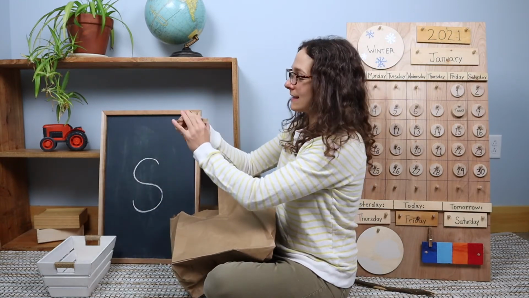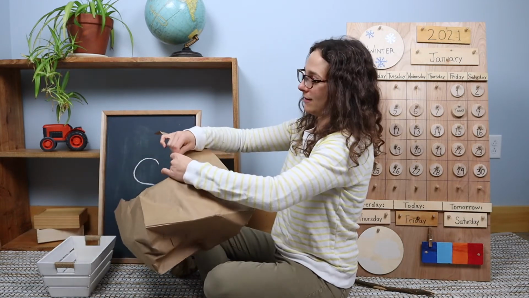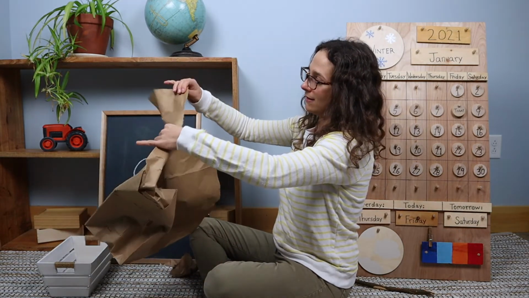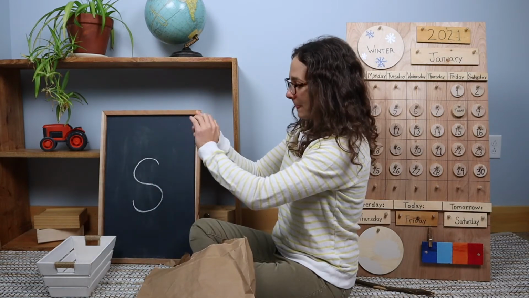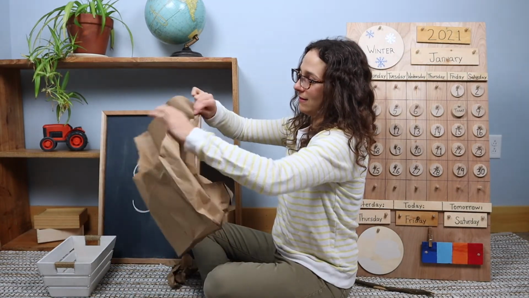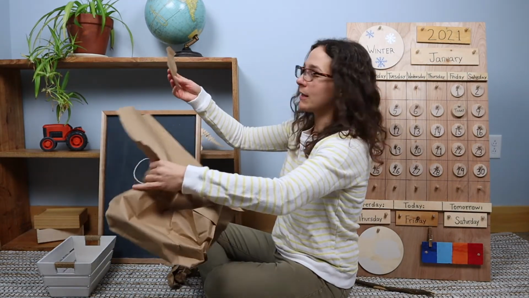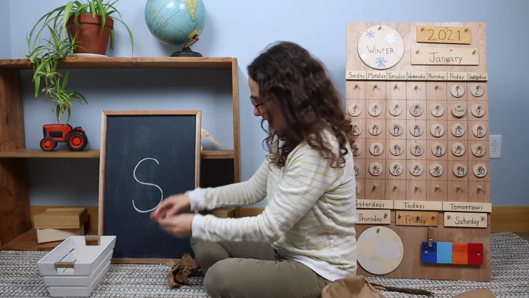Crumble it up like this into a ball. Let's do a couple more. Rip it. And crumble, crumble, crumble. One more piece. Ooh, that one's pretty small. Crumble it into a ball.